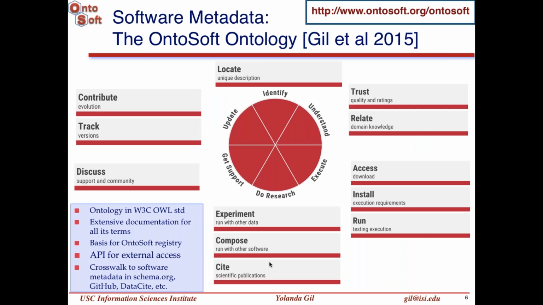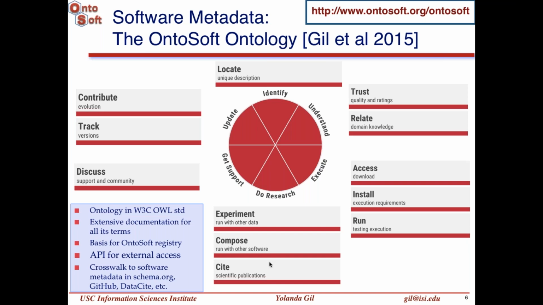The first thing that we did is worry about how do we represent the properties of software that are relevant to scientists. So we did a lot of use cases and studies that led to the design of an ontology that describes properties of software that are interesting to a scientist. And we group them into 6 major categories.